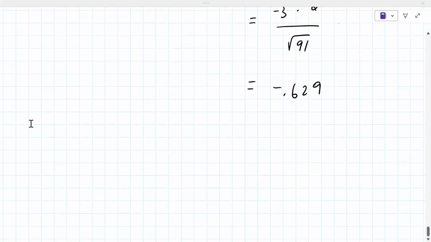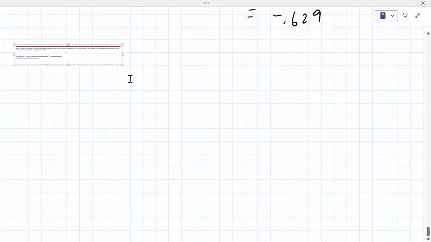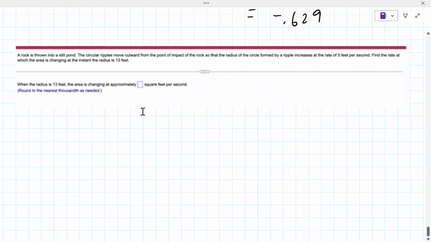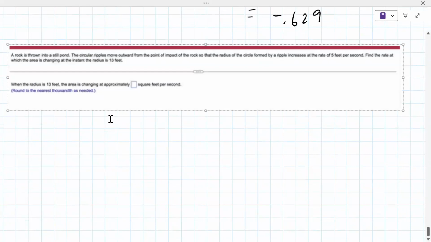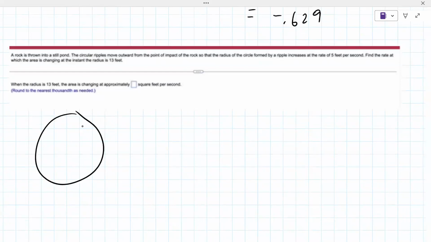All right, next question here. A rock is thrown into a still pond. The circular ripples move outward, and so that's the radius. The circle formed is changing at a rate of, so it tells you 5 here. That's dr/dt. Find the rate at which the area is changing when the radius is 13.